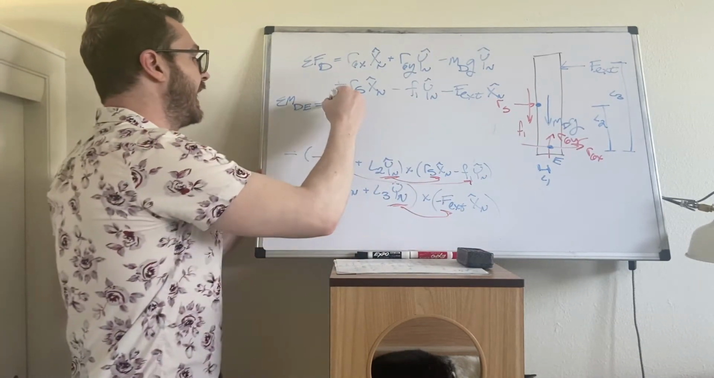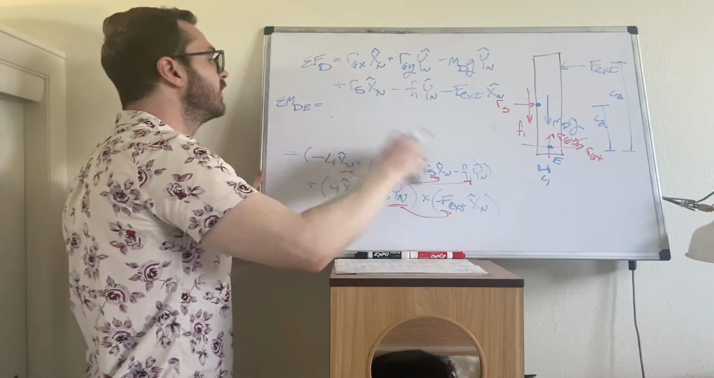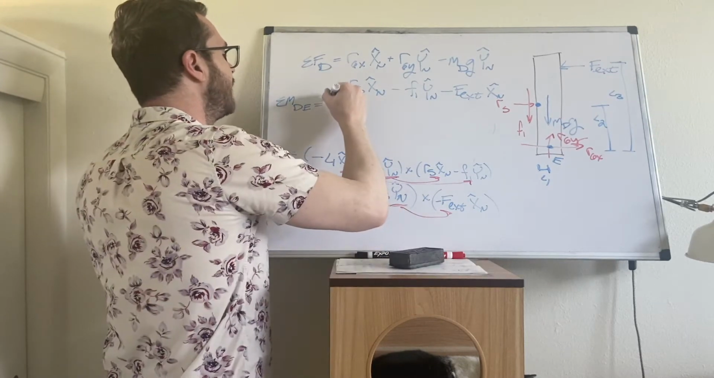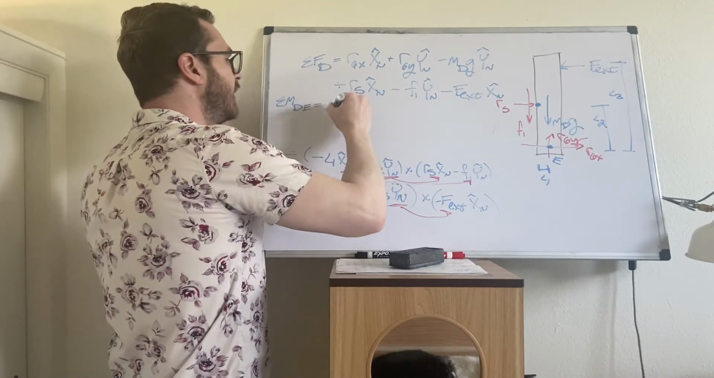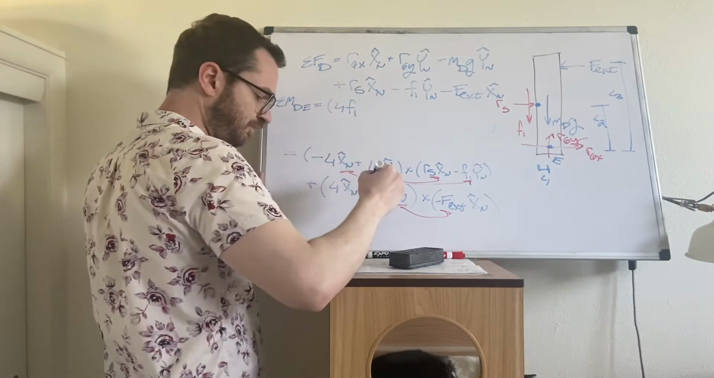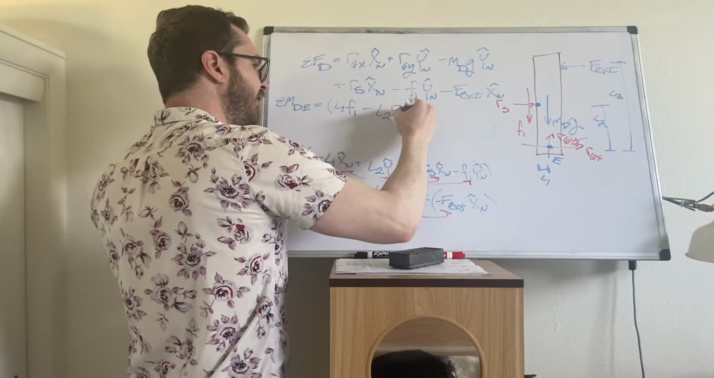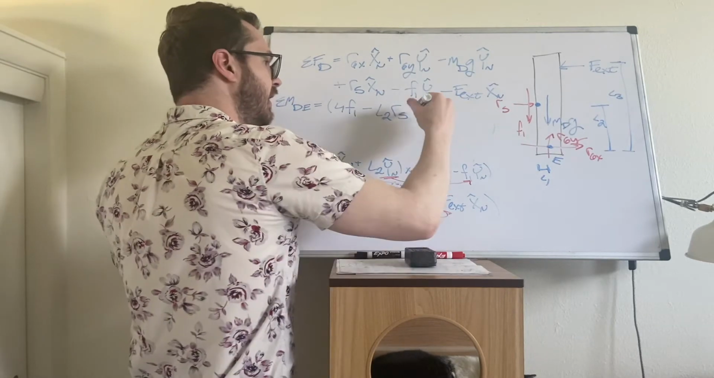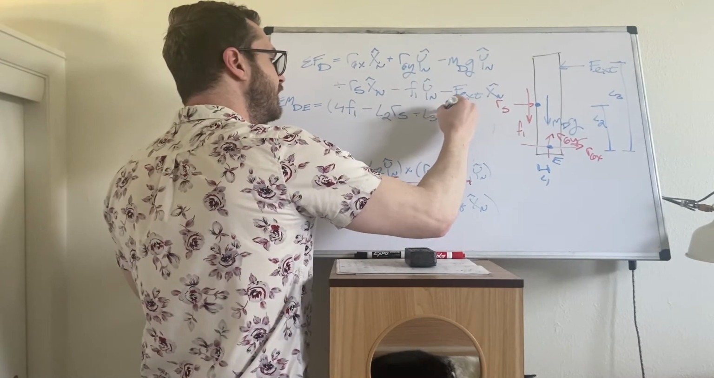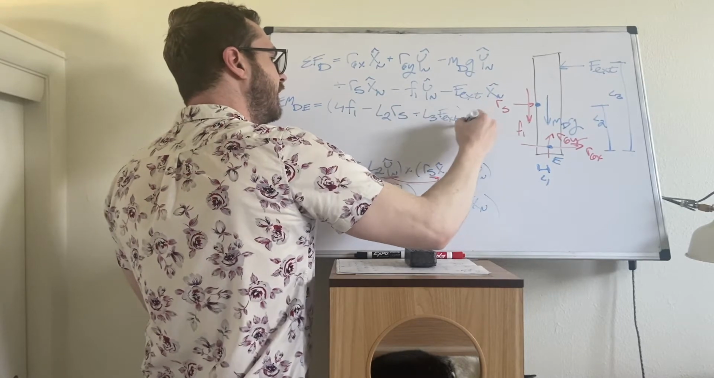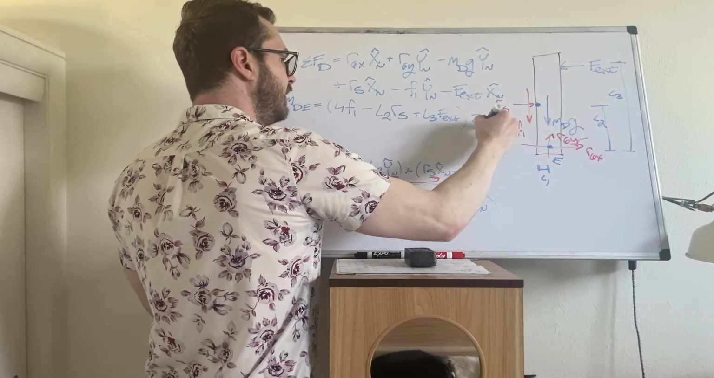So at the end of all this, we're going to have L1 F1 minus L2 R5 and L3 F external. And then that is z D.